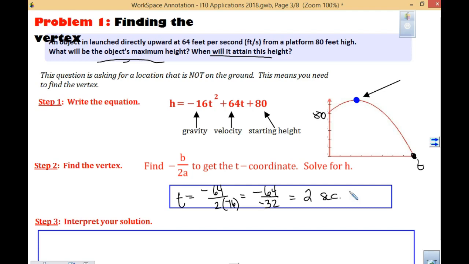So we have the x coordinate, right? That is not our, this is just our time. We now need to find h, our height. So you are going to plug in 2. It's going to be negative 16 on your calculator times 2 squared, plus 64 times 2, plus 80. At 2 seconds, our height will be 144 feet.